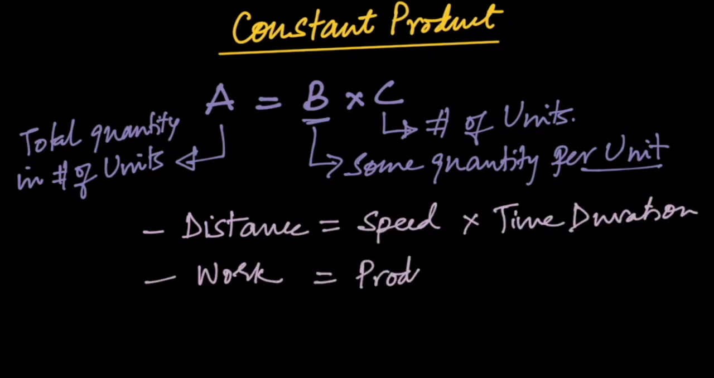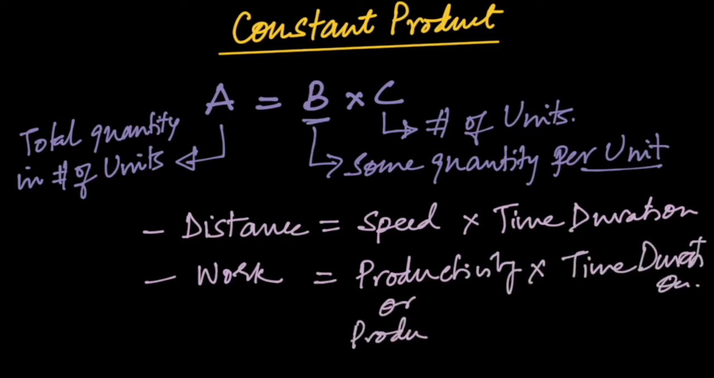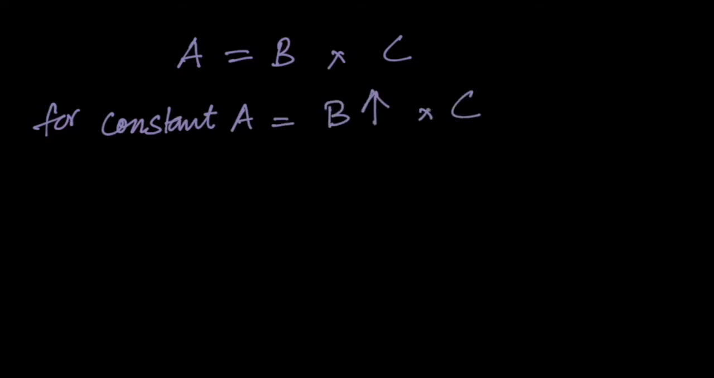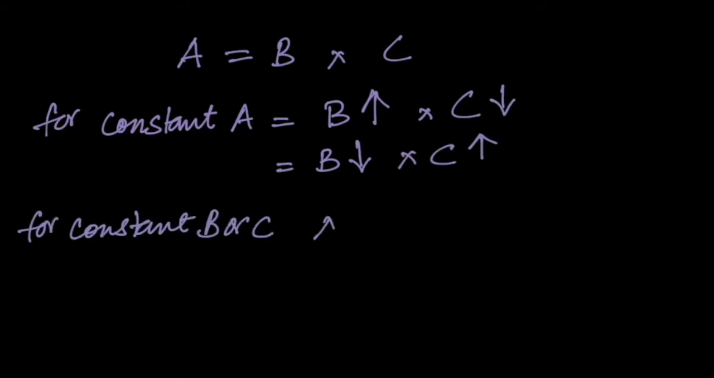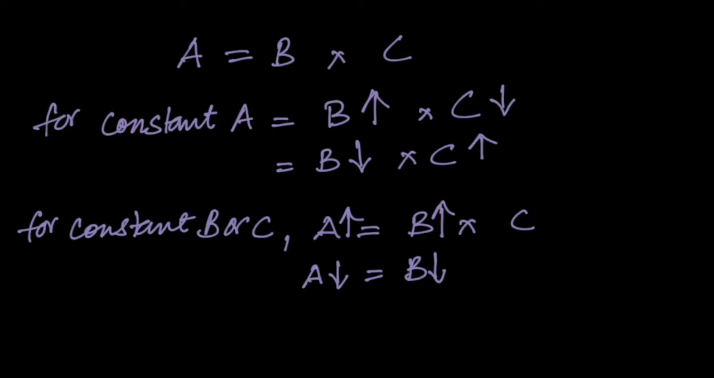and work is productivity times time duration or productivity times number of resources. So when A is equal to B times C, for a constant A, if B increases, C will decrease, and if C increases, B will decrease. So B and C have inverse relationship. And for constant B or C, if A increases, then B will increase, and if B decreases, then A will also decrease. So here they are in proportional or linear relationship.